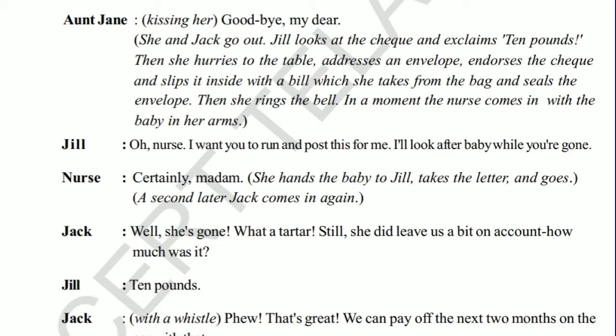So, kissing her goodbye, my dear. She and Jack go out. Jill looks at the check and exclaims, £10. Then she hurries to the table, addresses an envelope, endorses the check and slips it inside with a bill she takes from the bag, and seals the envelope. Then she rings the bell.